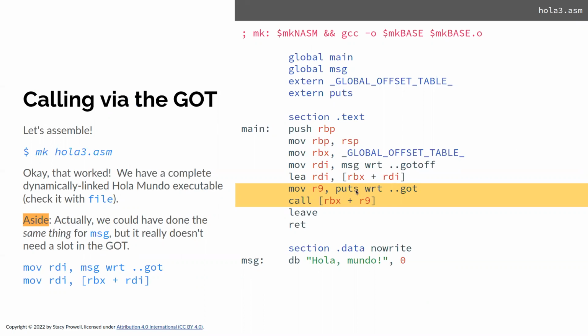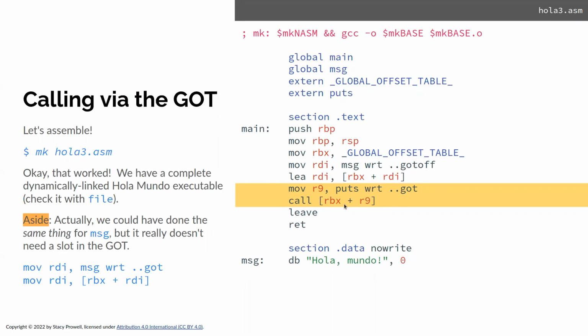Let's do that. How would that look? Well, I just say putS with respect to GOT. That causes it to do all that work for me. I move that offset into R9. I know the address of the GOT is in RBX. So the address of the GOT plus the offset into the GOT of this slot gives me the address of this slot. I go and get the 64 bits that are contained in that slot, which is an address, and I call it. I didn't need to say keyword here because call only takes keywords. And I'm done.